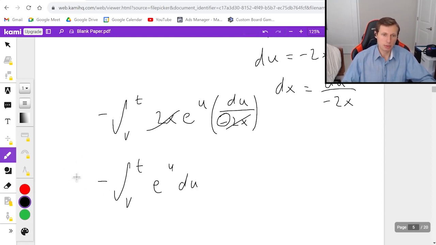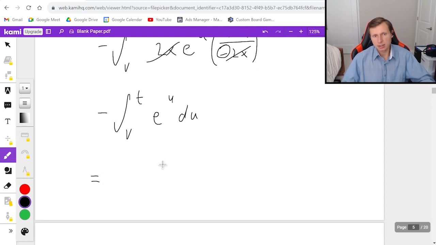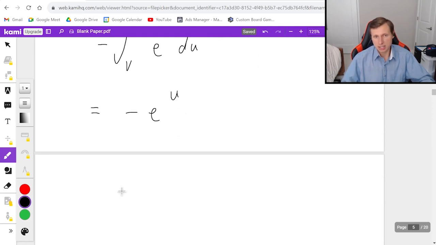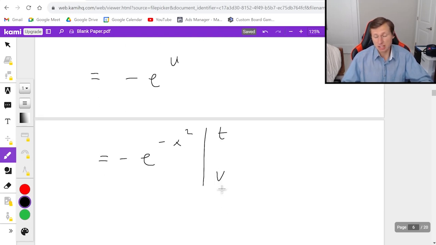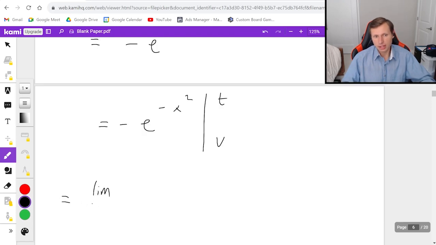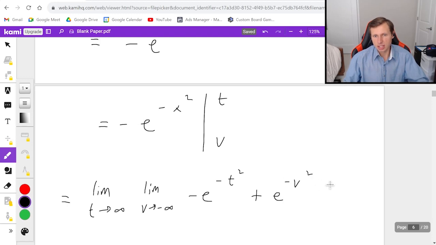I'm getting lazy with my limit notation. Technically, there's supposed to be two limits right here, limit for t and limit for v, although I'm getting lazy, so I don't really care that much. And this is going to become negative e to the u, where u is our negative x squared, and then we're going to evaluate this from v to t. Remember, t is infinity and v is negative infinity. So then to write out the whole thing now, t approaches infinity, and then second limit, v approaches negative infinity, of negative e to the negative t squared, double negative makes it plus e to the negative v squared.